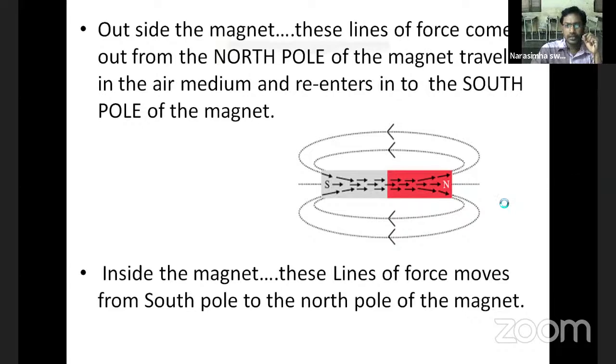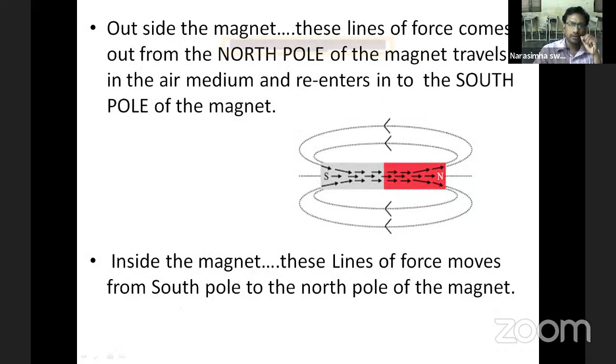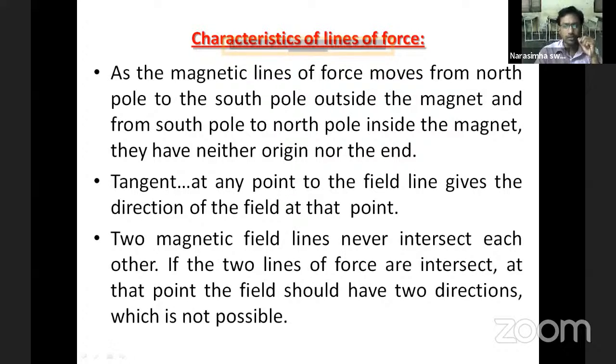We'll move on to the next topic, the characteristics of lines of force. If you understand the motion of the lines of force, in which direction they are moving, then so much information can be collected on this concept. As the magnetic lines of force move from the North Pole to the South Pole outside the magnet, and from South Pole to North Pole inside the magnet, they have neither origin nor end. This is very important. One of the very short answer questions in your textbook asks why they make circular closed loops.